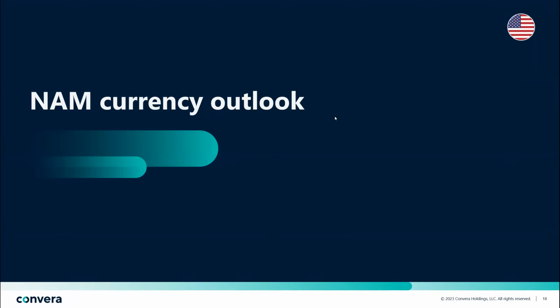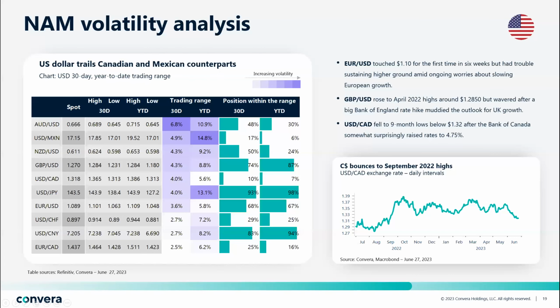For the first slide, we're going to look at some volatility. Central bank monetary policy has been supplying the main source of FX volatility. And while the dollar index was little changed over the first 6 months of the year, there has been some notable volatility going on for the greenback. For instance, the dollar this year is trailing behind its rivals from Canada and Mexico, among other currencies.